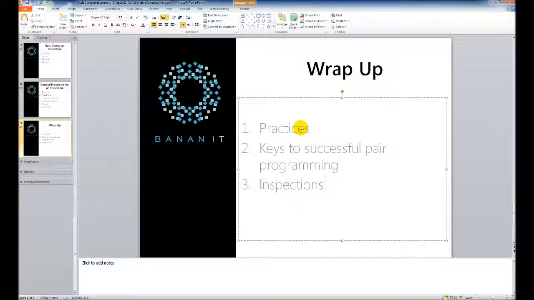We then turned to inspections. We talked about inspections in terms of what are inspections, the results, the stuff that we can expect from inspections. We talked about the different roles in the inspection process, and we talked about the procedure at which inspections take place. And now chapter 21, collaborative development, is finished.